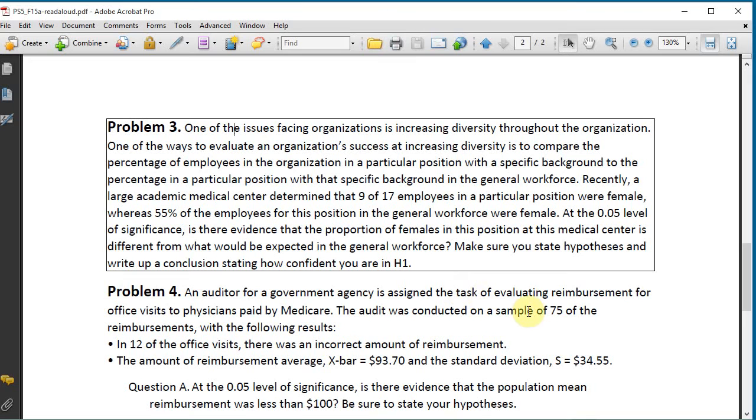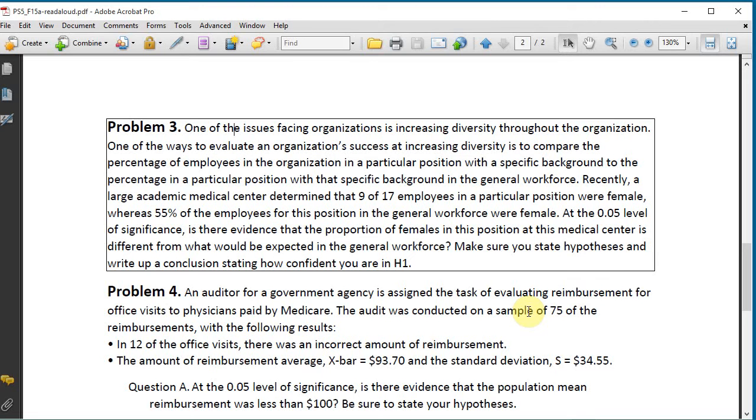Problem 3. One of the issues facing organizations is increasing diversity throughout the organization. One of the ways to evaluate an organization's success at increasing diversity is to compare the percentage of employees in the organization in a particular position with a specific background to the percentage in a particular position with that specific background in the general workforce.